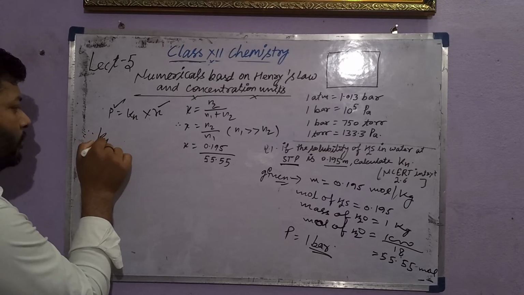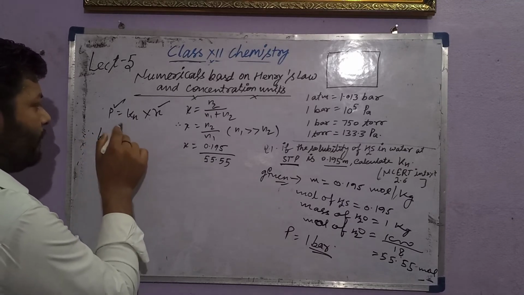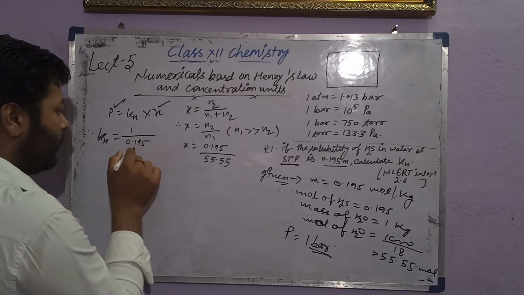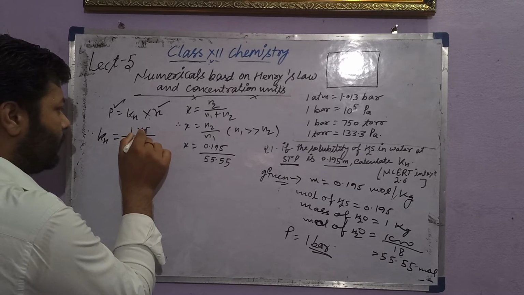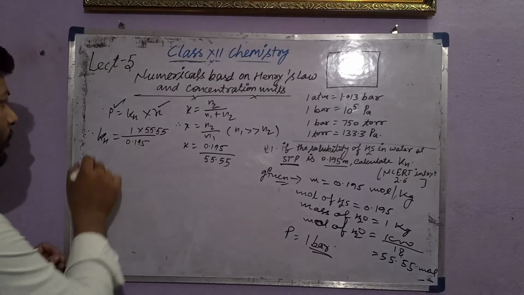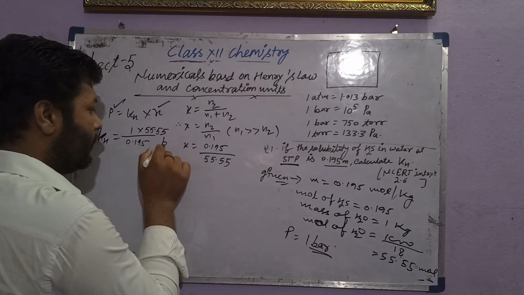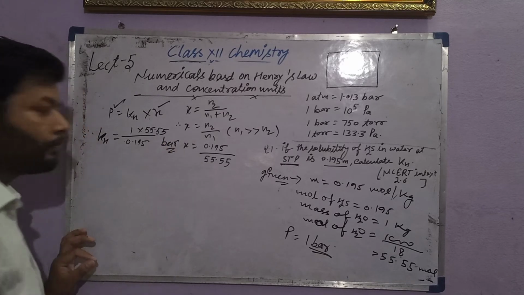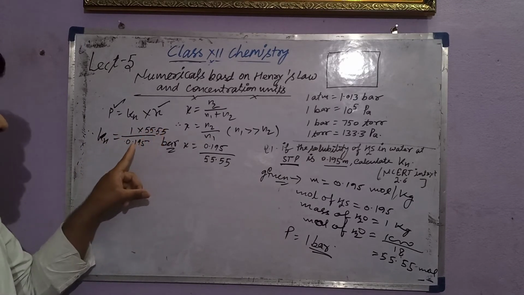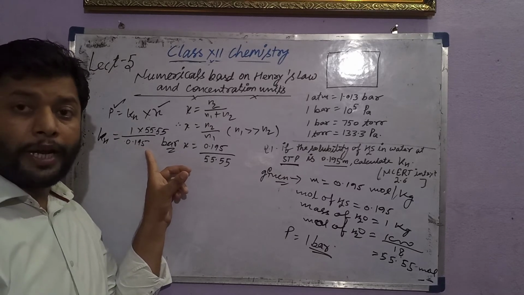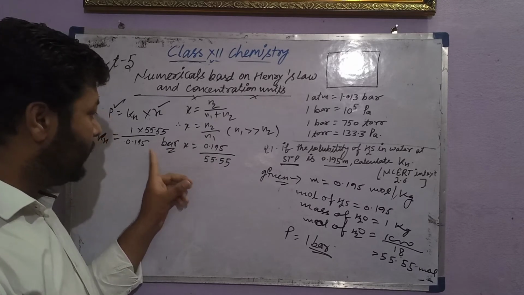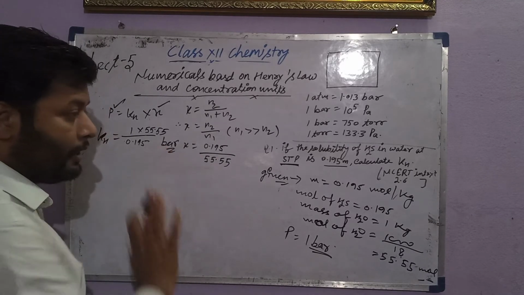So with the help of this mole fraction, you can get the answer. Therefore, Henry's law constant will be pressure, that is 1, upon mole fraction, that is 0.195 upon 55.55. So Henry's law constant KH will come in bar. The unit will be bar. So Henry's law constant in this question will be 55.55 upon 0.195. You can calculate this value at home and comment to tell me the answer. That will come in bar.